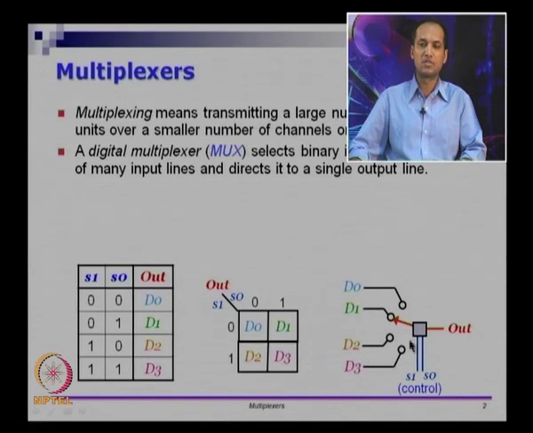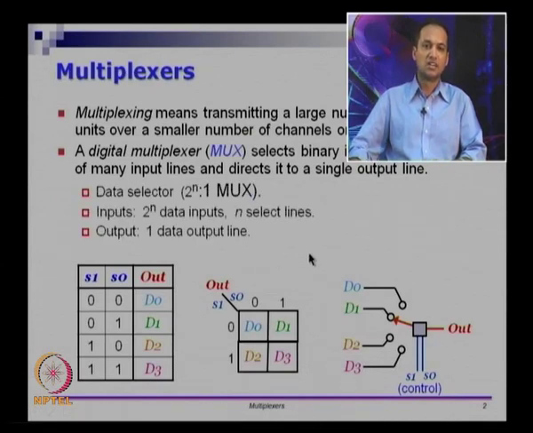So this is a 4 to 1 multiplexer. It has 4 inputs and 1 output. In some sense this resembles what we had in an encoder. An encoder with 2 power n inputs will have n outputs. In a multiplexer you have 2 power n inputs, but only 1 output. So that is the difference between an encoder and a multiplexer.